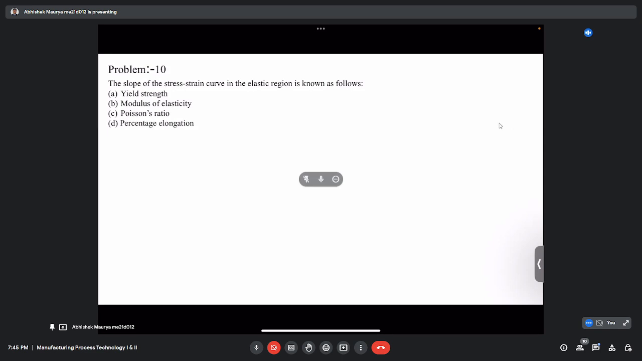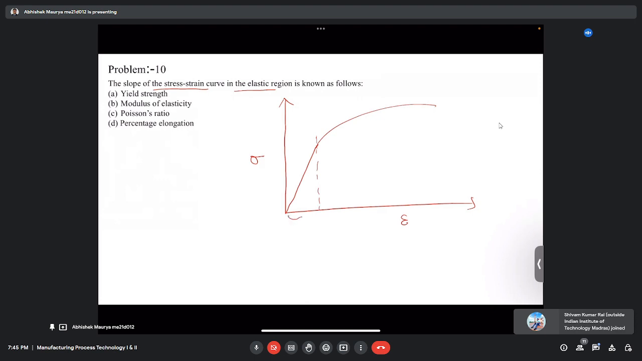Okay, I will start discussing the answer of this question. Later on, you can let me know if you have any doubt. The question: the slope of stress strain curve in elastic region is known as. So again, I will make the stress strain diagram. Here it is talking about the elastic region, and it is talking about this slope.